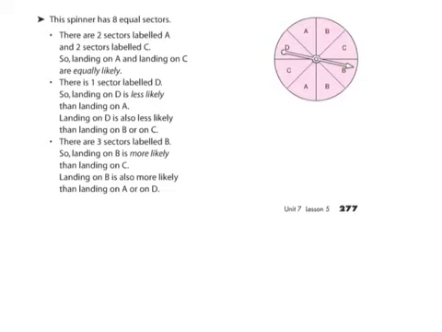All 3 are more likely to happen than to land on D. It is most likely or more likely that you'll land on B, because B actually has 3 sections. If we wanted to use our fraction, we could say the likelihood of landing on a B is 3 out of 8, because there are 8 parts. And definitely B is more likely, D is less likely, and C and A are equally likely.